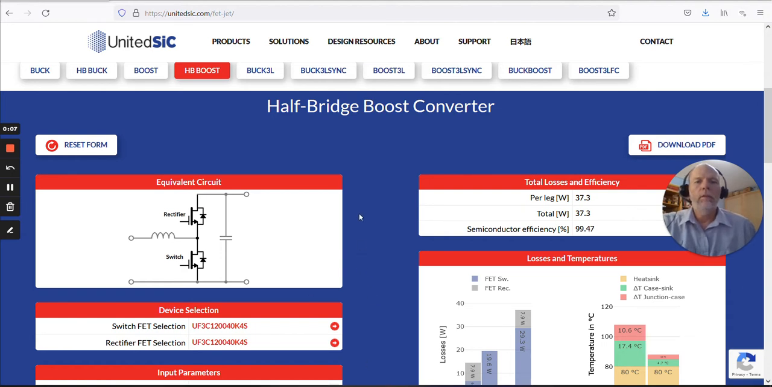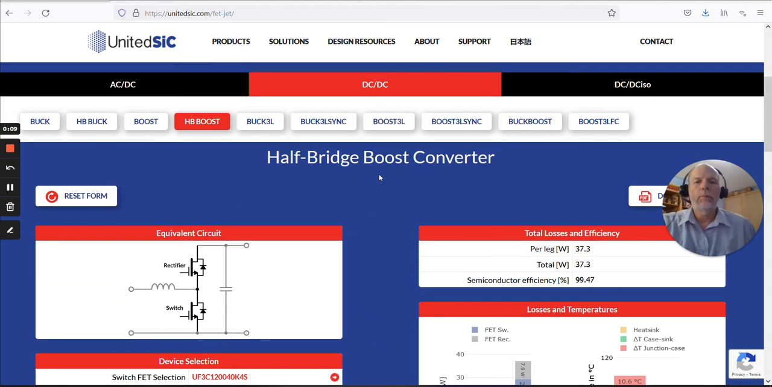This video is about the half-bridge boost converter, and really it's about any of the synchronous rectification DC-DC converters in version 2 of FET-Jet Calculator. In these topologies, both hard switched and soft switch modes, or in other words critical conduction mode, are handled automatically, and we'll take a look at that. So we'll start by looking at a simulation.